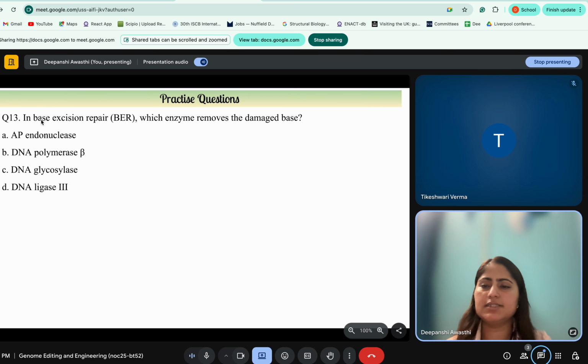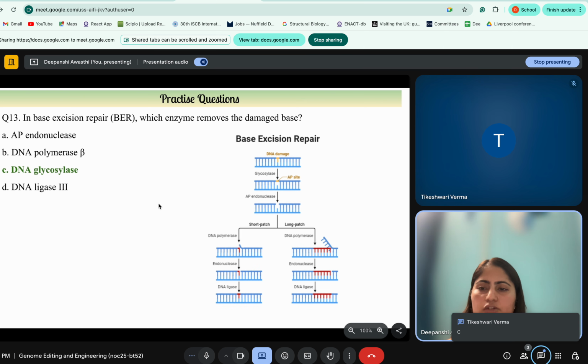So next question is, in base excision repair, which enzyme removes the damaged base? Option A is AP endonuclease, option B is DNA polymerase beta, option C is DNA glycosylase, and option D is DNA ligase 3. Yeah, so this we have discussed in the previous session. So the enzyme which is involved in the base excision repair is DNA glycosylase.